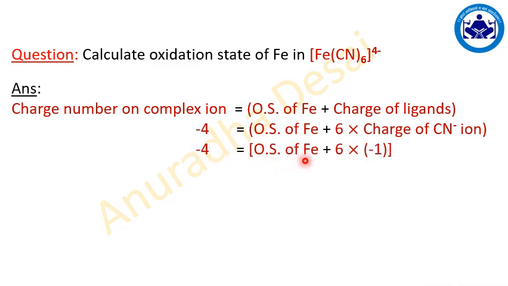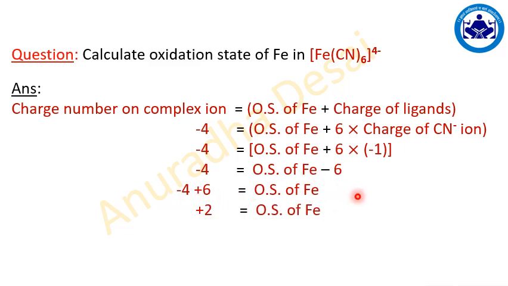Now next step will be -4 is equal to oxidation state of Fe plus 6 multiplied by -1, because I know the charge on CN minus ion will be -1. Now I am going to solve this equation. -4 is equal to oxidation state of Fe minus 6. So when this -6 will go on this side, it will become +6. So -4 plus 6 is equal to oxidation state of Fe. So obviously the value will become +2.